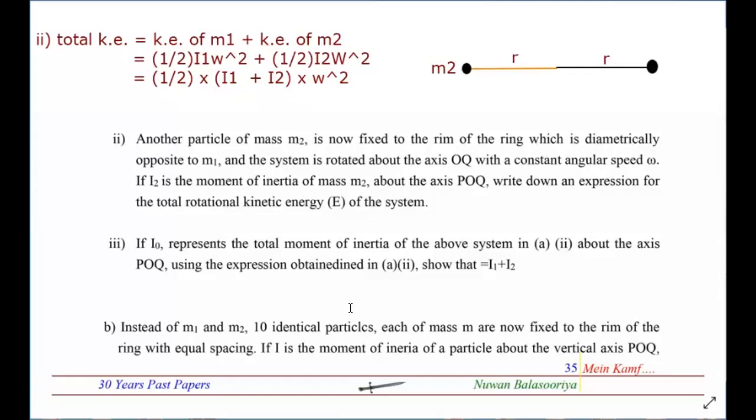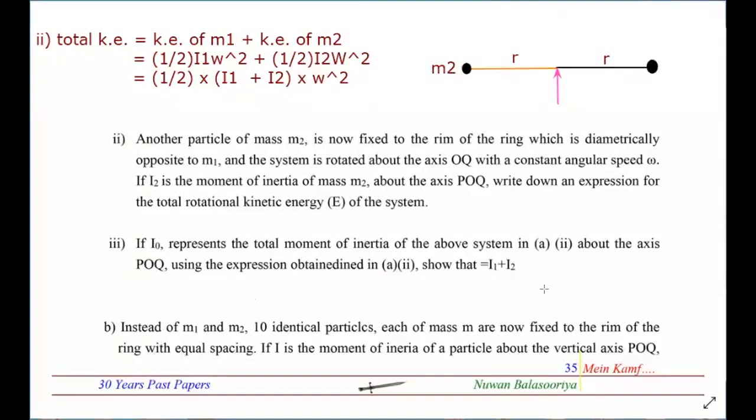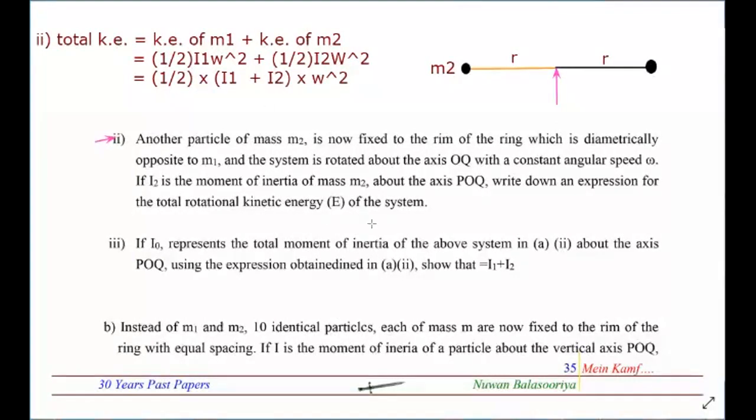So total moment of inertia of this entire system is given as I naught, right? I naught represents the total moment of inertia of the above system in A Roman number 2 about the axis POQ. POQ means you can imagine a line or nail which is going through the center of this circular path. So all the things are rotated about this POQ, right? An imaginary nail. That's how you want to think. Using the expression obtained in A Roman number 2.